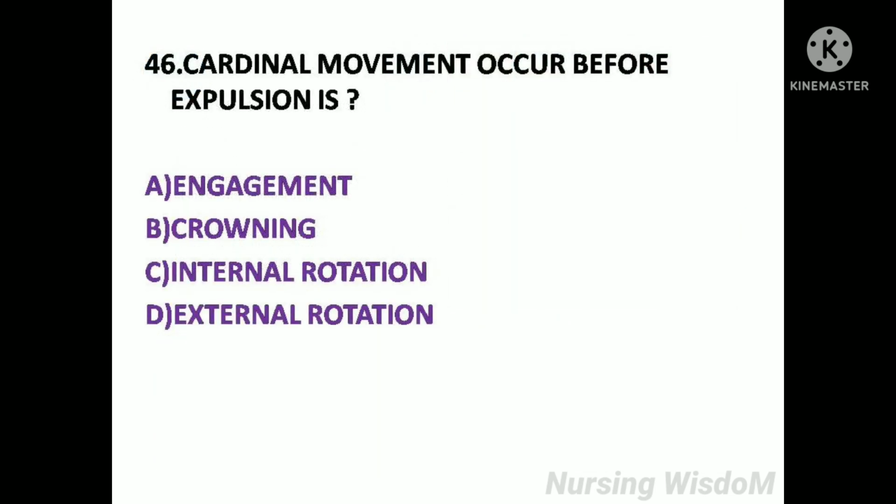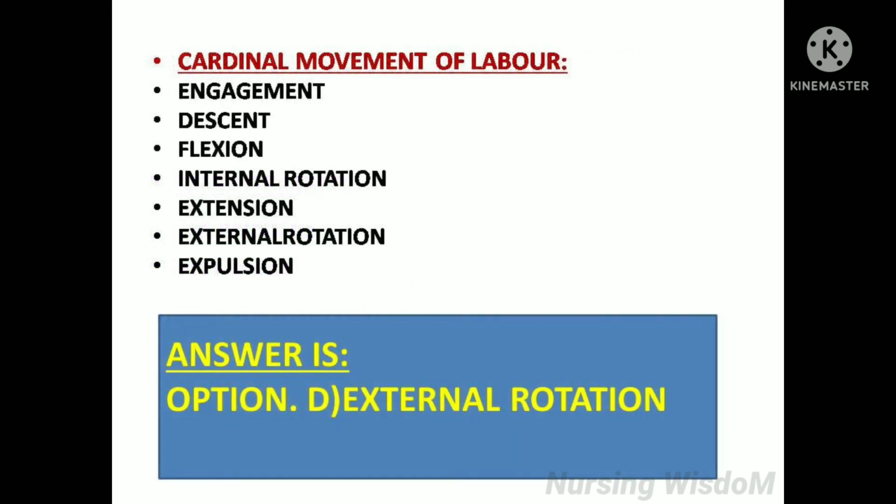Next question, cardinal movement that occurs before expulsion is option A, engagement. Option B, crowning. Option C, internal rotation. Option D, external rotation. Cardinal movements of labor: engagement, descent, flexion, internal rotation, extension, external rotation, expulsion. So here the answer is option D, external rotation.